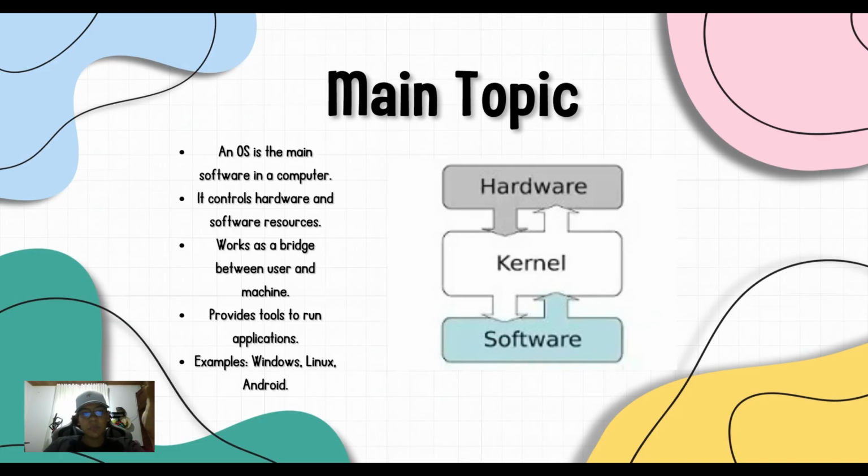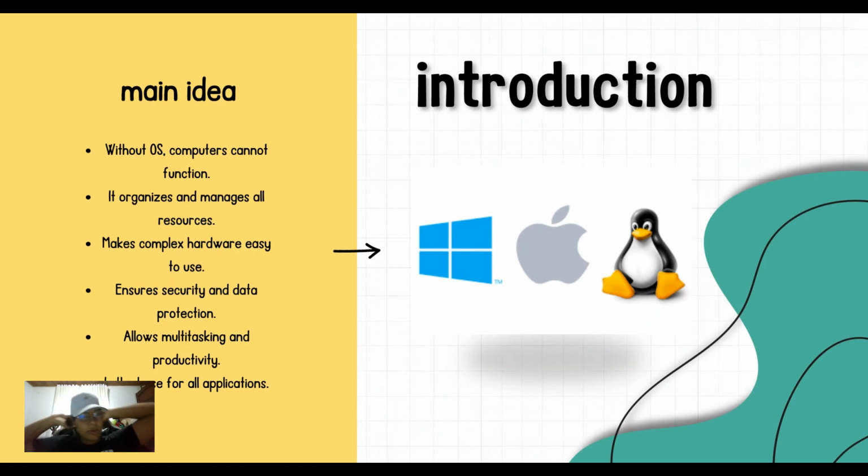So it helps you to provide more detailed information and an easier way to communicate. It provides tools to run applications, for example Windows, Linux, and Android. And the main idea: without an operative system, the communication with a computer is technically lost. You cannot operate it without an operative system. It organizes and manages all the resources, makes complex hardware easy to use, ensures security and data protection, and allows multitasking and productivity. It's the base for all applications.